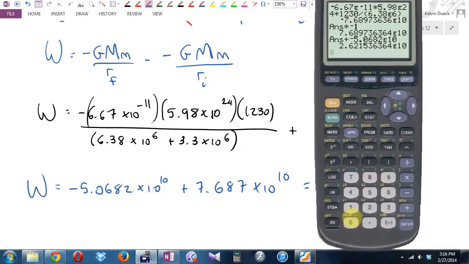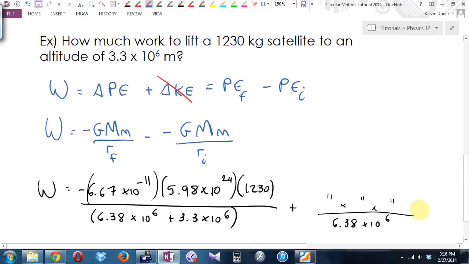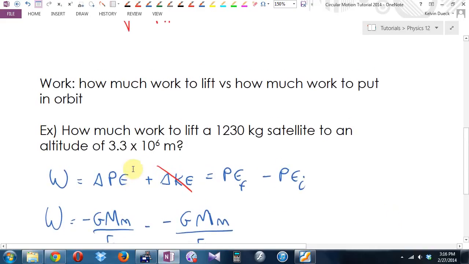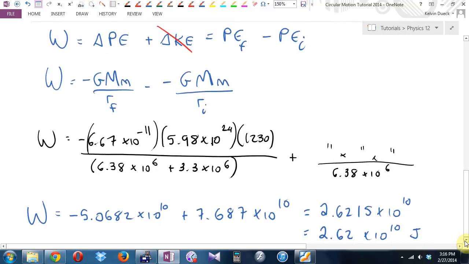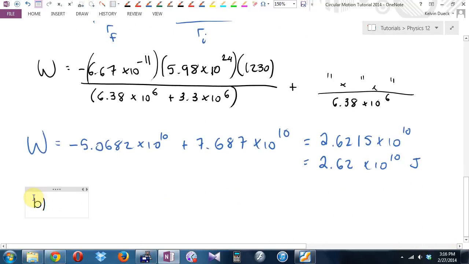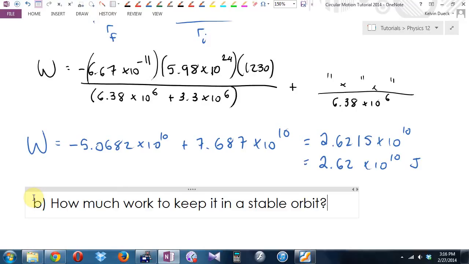The work to get it up there is 2.6215 times 10 to the 10th. The final answer would be 2 or 3 sig figs. That was how much work to lift it to an altitude of that. What if I said A, how much work to lift it to an altitude of that, and then B, how much work to keep it in a stable orbit at that altitude? Still asking me to find how much work?